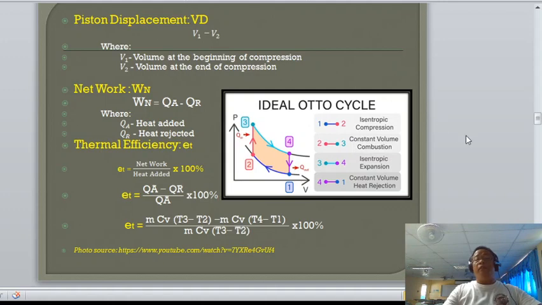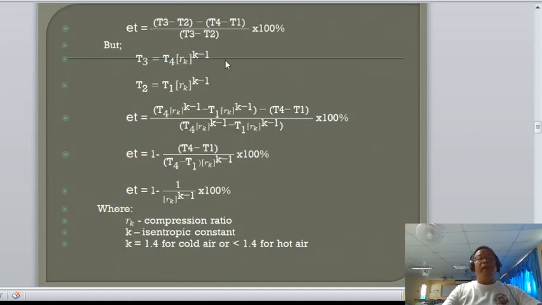That will now become thermal efficiency equals T sub 3 minus T sub 2 minus T sub 4 minus T sub 1 over T sub 3 minus T sub 2. Or that is equal to, considering that T sub 3 is equal to T sub 4 r_k raised to K minus 1, and T sub 2 also is equal to T sub 1 r_k raised to K minus 1.